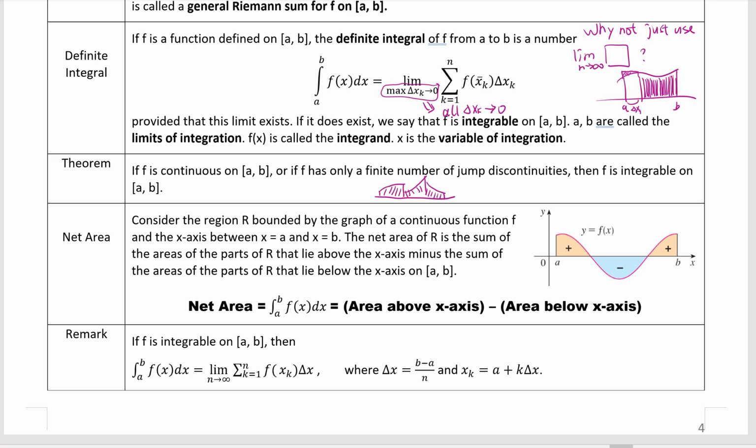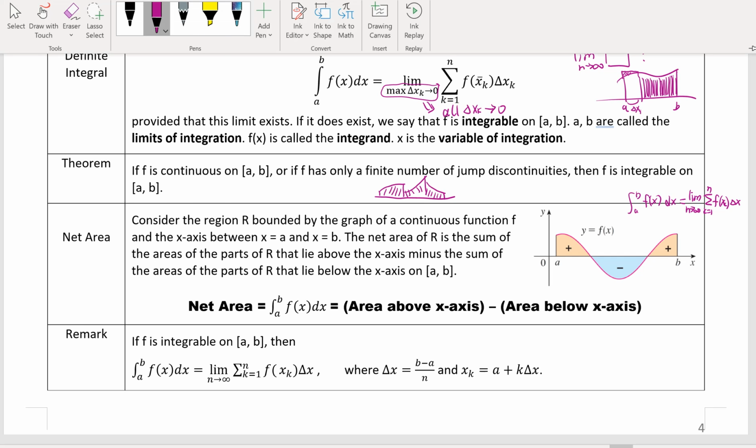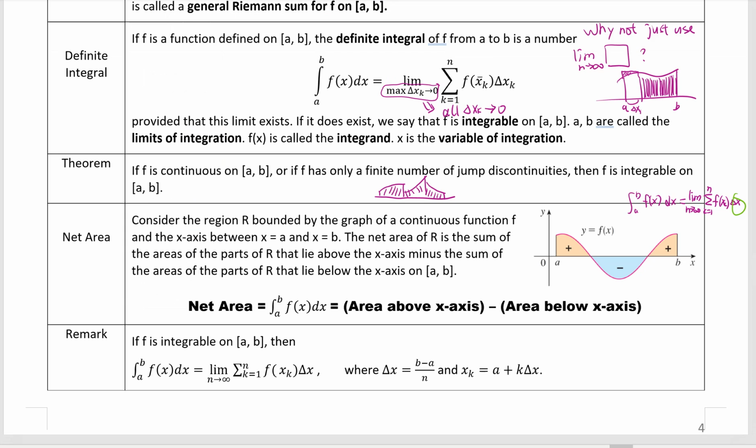Okay, so next concept, net area. Consider the region R bounded by the graph of a continuous function f and the x-axis between x equals a and x equals b. So what's the integral? The integral is the limit of the Riemann sum. From now on, we can use the right Riemann sum: the limit as n goes to infinity of the sum of k from 1 to n, f of x sub k times change of x. Here, change of x is always positive. But your f really depends on its sign.